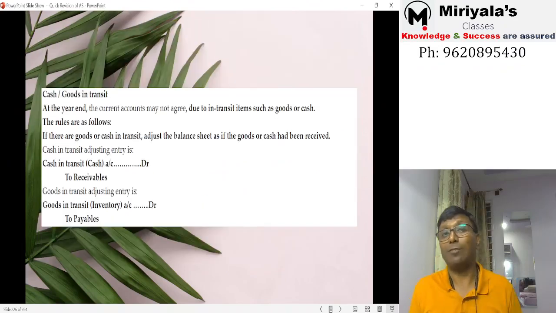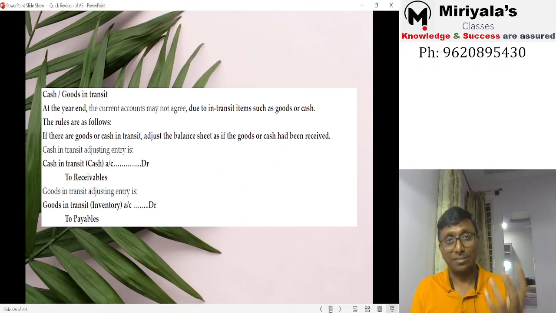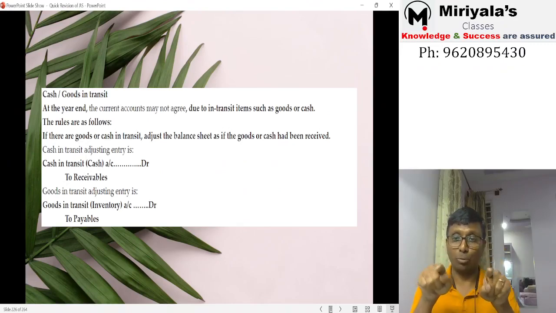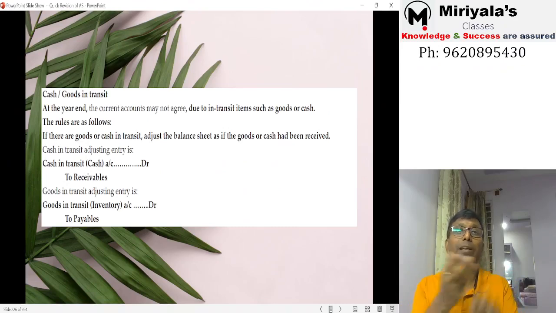Suppose sometimes your current account balance may not be tallying. Why is it not tallying? Because there may be cash in transit or goods in transit. So whoever has not recorded the journal entry should identify it and ensure that the current account balances match after passing this cash in transit or goods in transit journal entry. Once both the numbers are tallying, then you are supposed to knock off both the things.